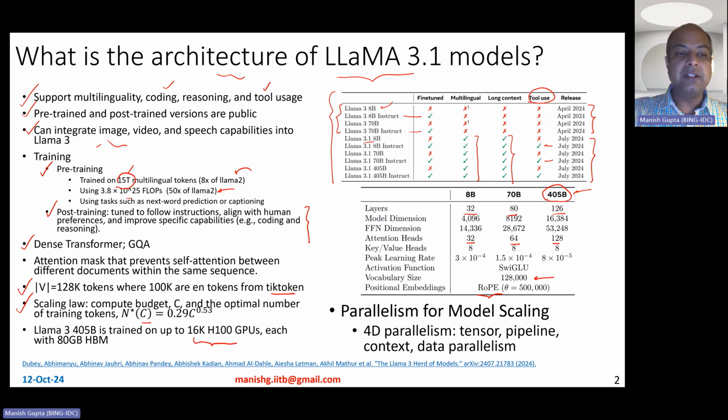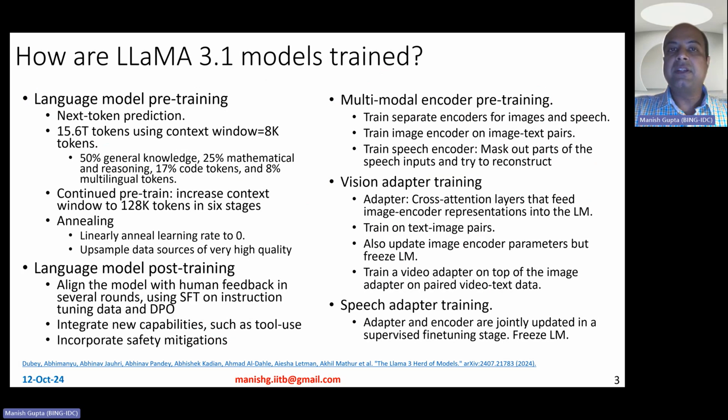That's huge, each with 80 GB HBM RAM. While doing training, they tried to be as efficient as they could and make best use of the GPUs. So therefore, they did 4D parallelism: tensor, pipeline, context parallelism, and data parallelism as well. Okay. So how are these models trained?